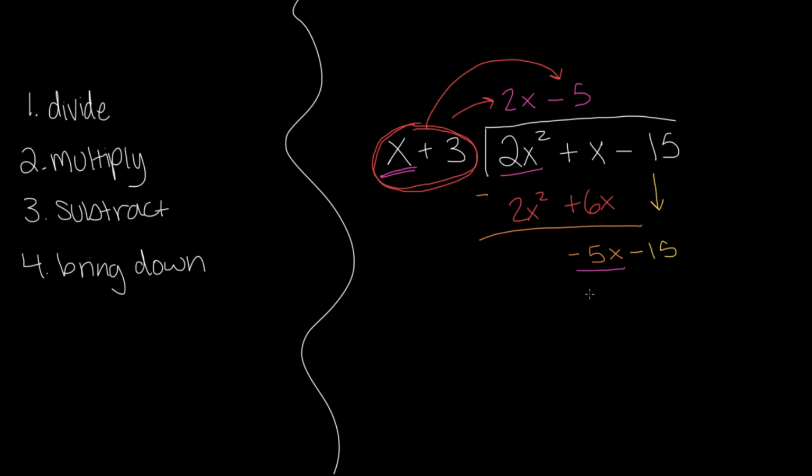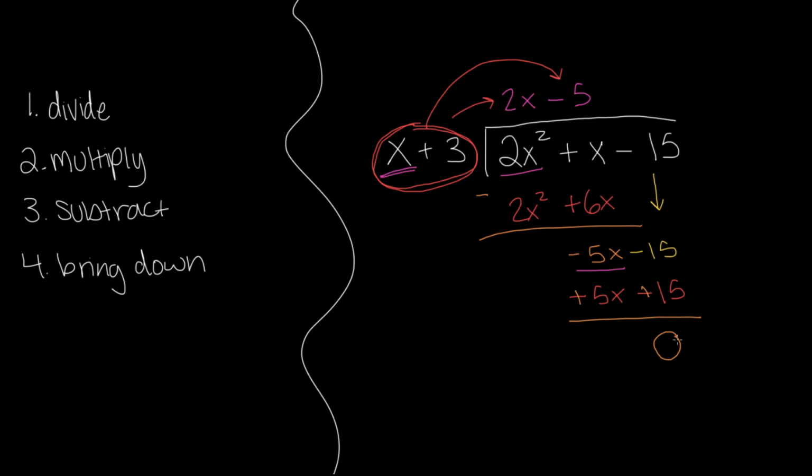So minus 5 times x would give us minus 5x. And then minus 5 times 3 would give us minus 15. Now we subtract. So remember, you can honestly just switch the signs and then add them together instead of worrying about messing up your signs while subtracting. So you switch the signs of the bottom ones, so the negatives become positives, and now you just add. So negative 5x plus 5x gives us 0, and negative 15 plus 15 also gives us 0.